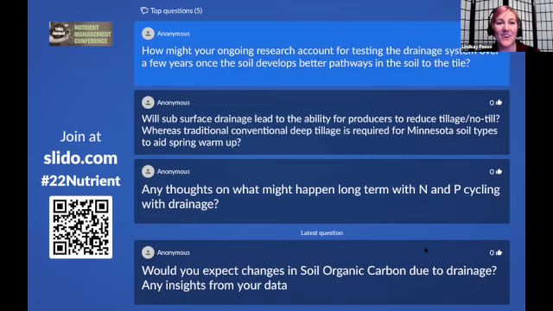Okay, this next question: how might your ongoing research account for testing the tile drainage system over a few years once the soil develops better pathways in the soil to the tile? Yeah, so one of the things we're doing is establishing a baseline of losses and nitrogen mineralization and all of these pathways. We're really establishing a baseline right now. And that's why all four plots are dealt with exactly the same way, the farm manages that whole 60-acre field as one unit, so that what we're going to be seeing over time is the recovery of the soil after that massive soil disturbance that we had in fall of 2019, and how the soil may recover over time.